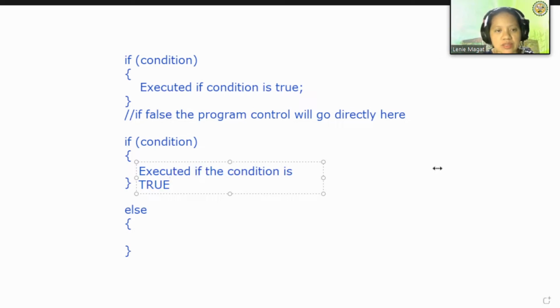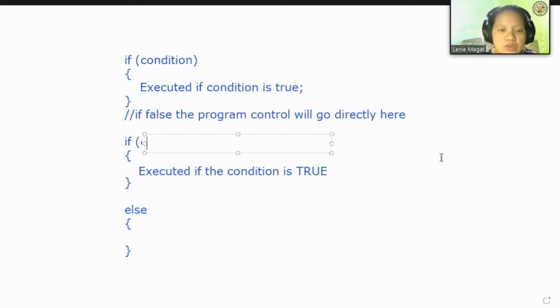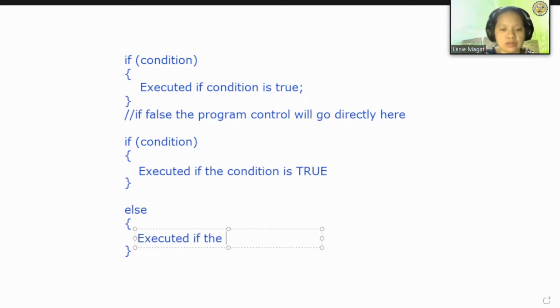You can take screenshots of this discussion, class. It will help you a lot. It will remind you pag magpa-program kayo. So, for the if-else, if the condition is true, papasok siya dito. Executed if the condition is true. Ngayon, if false yung condition mo, dito naman siya papasok. Lalagpasan niya yung una. Kung false yung condition mo, yung else yung ma-execute. So, executed if the condition is false.